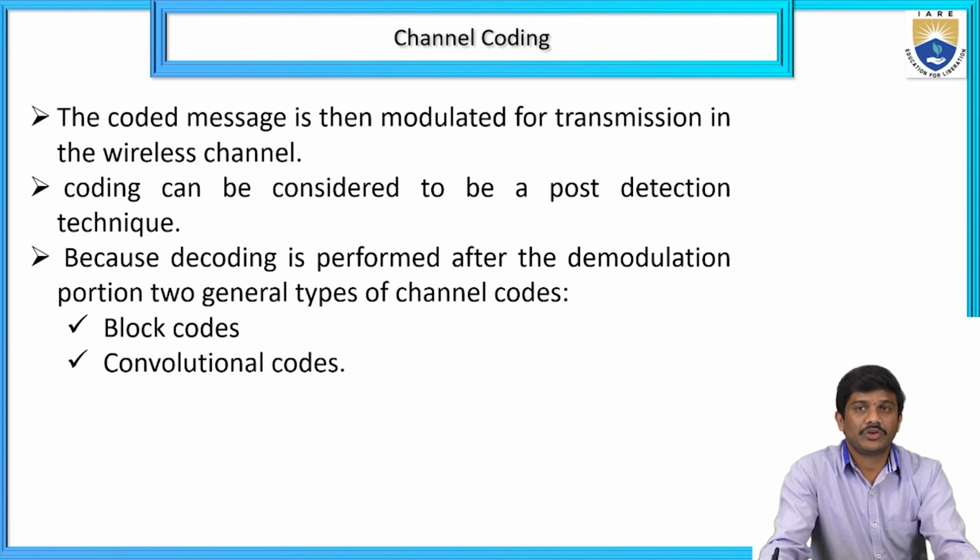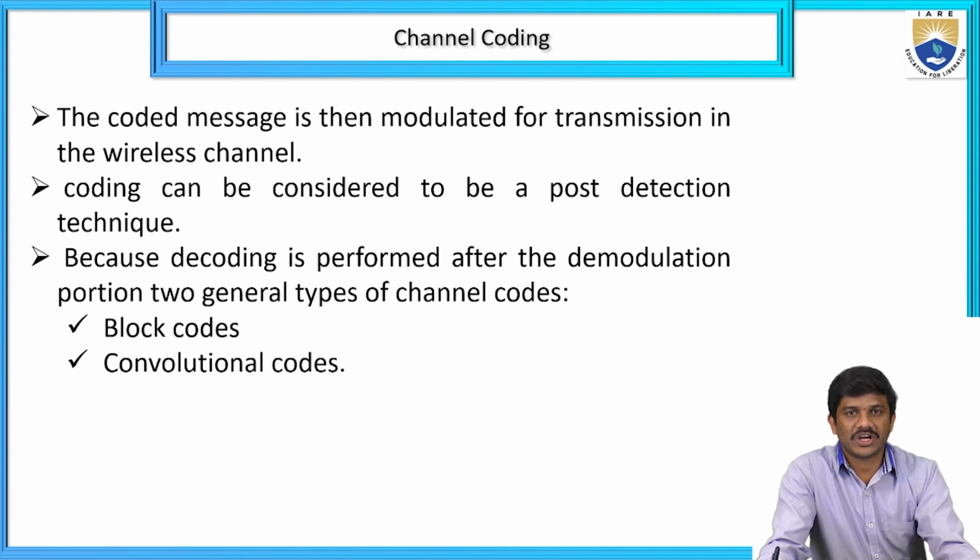Mainly we have two types of channel codes: block codes and convolution codes. These are the two types of channel codes we can discuss in the next slides. What is equalization and its different types, what is diversity and its different types, and what is channel coding and its different types, we will also discuss in the next classes.